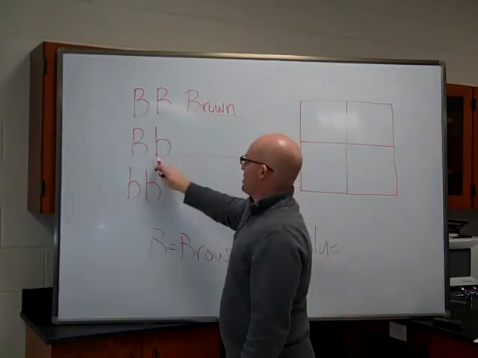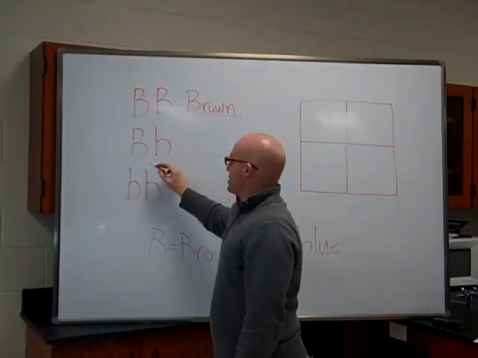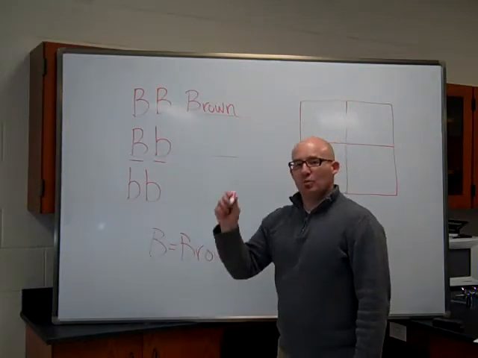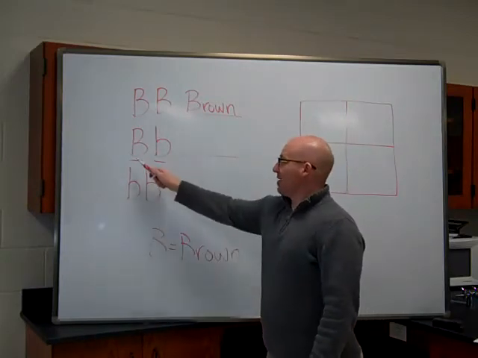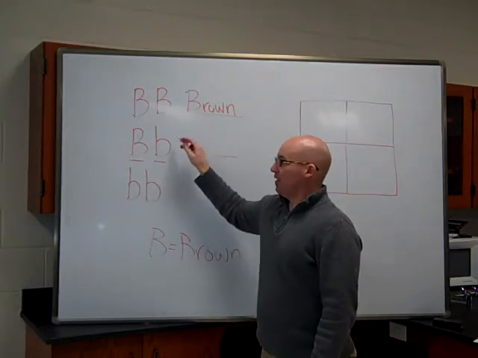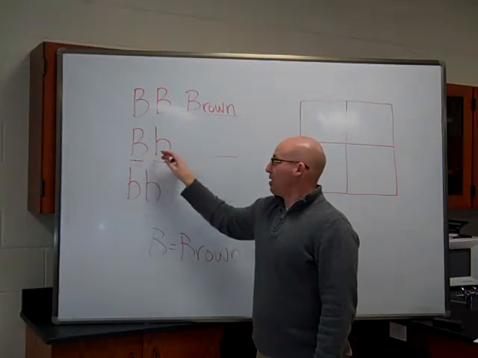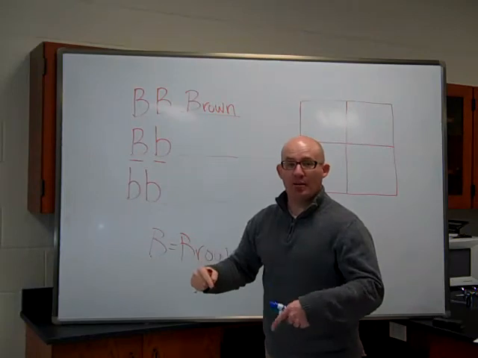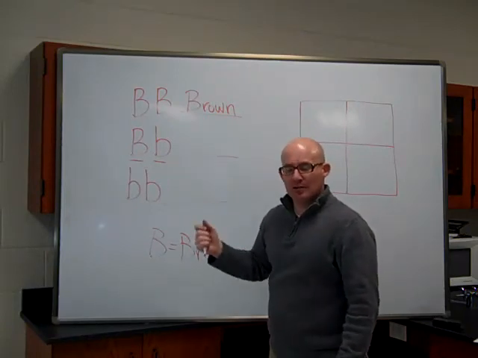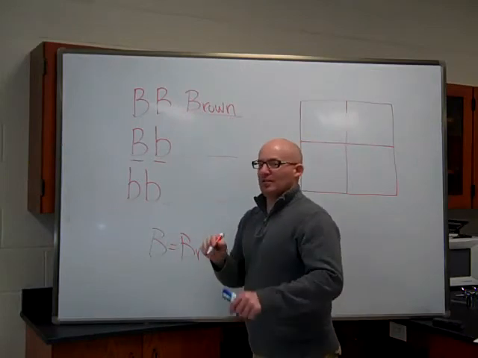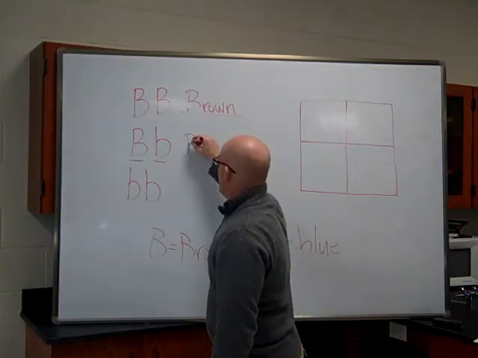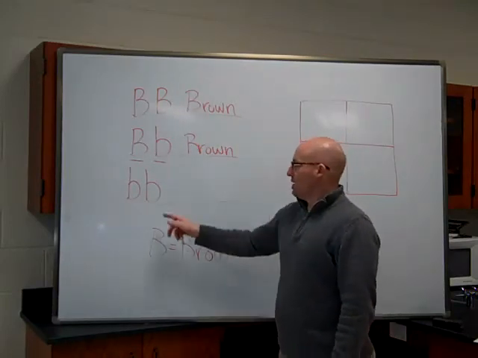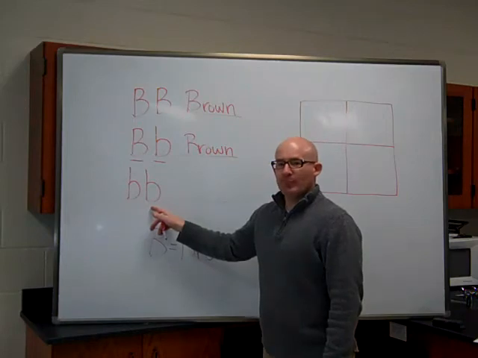Now, the second individual has 1 big B allele and 1 little b allele. So you have to ask yourself, which one is dominant? It told you brown is dominant to blue. So even though I have a blue allele, I also have a brown allele, which is dominant over this. It basically squashes it, beats it down into submission and says, we're going to be brown, get behind me. That's basically what happens, literally, with the proteins. And so this would also be a brown individual.